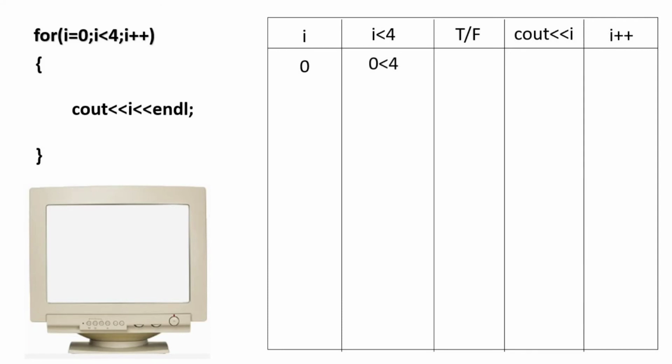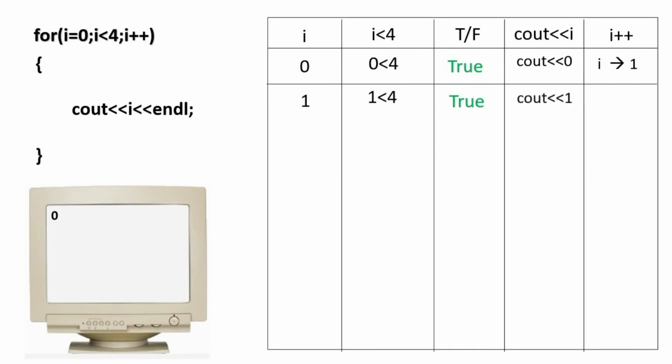0 is less than 4. That is true. So we are printing value of I, that is 0. Then I will be incremented by 1. I becomes 1. 1 is less than 4. The condition is true. Cout I, the value of I is 1. 1 is printed in the next line because we have written endl. Endl represents end of the line so that each value will be printed in the next line.